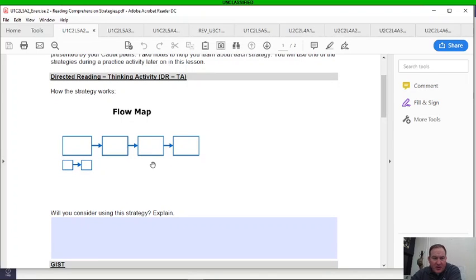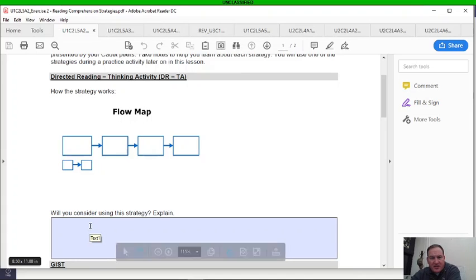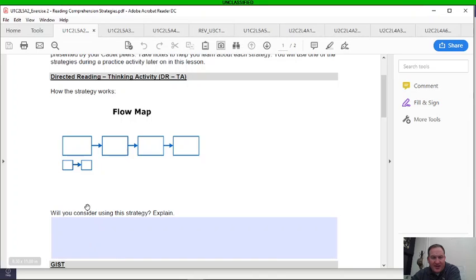So I want you to be able to explain how the strategy works. That's what you're doing with this exercise here. Will you consider using the strategy? Explain. And really think of the right situation. I need you to be a little more creative. Don't just give the easy answer, which would be to say no.